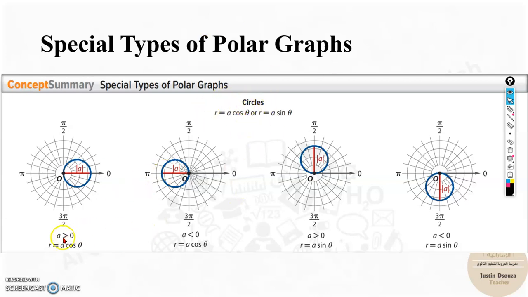Now you will be given the equation, and you need to recognize the standard form and tell which type of graph it is. For example, circles: the standard form can be either a cos theta or a sine theta. If it is sine, it will be either up or down depending on the a value. If a is greater than 0, it's up; less than 0 is down. For cos, if a is greater than 0, it's right; less than 0 is left.